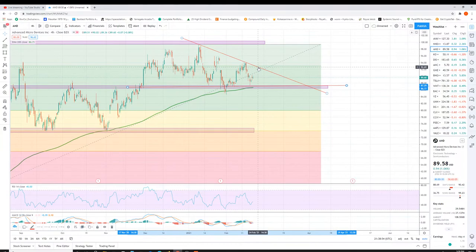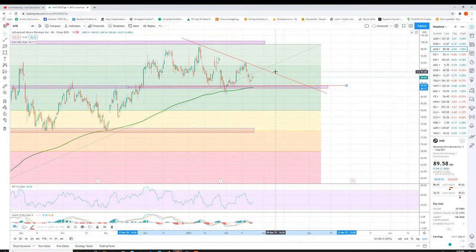AMD is going to pull back up, probably come back down until it reaches somewhere around here where it's going to have to make a decision. So either it's going to break below the EMA line or it's going to break above and then start to trend back up. AMD is a great company.